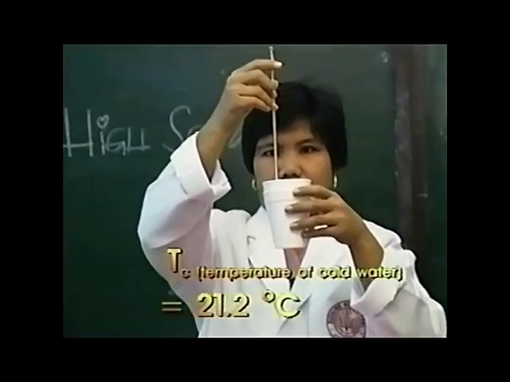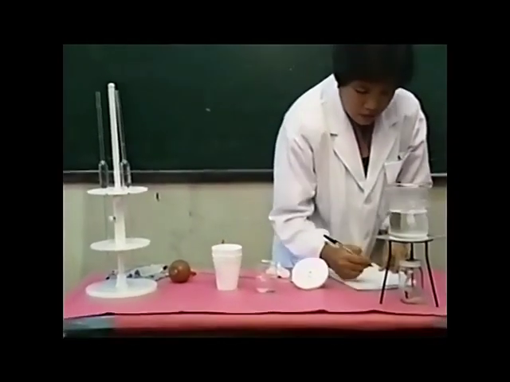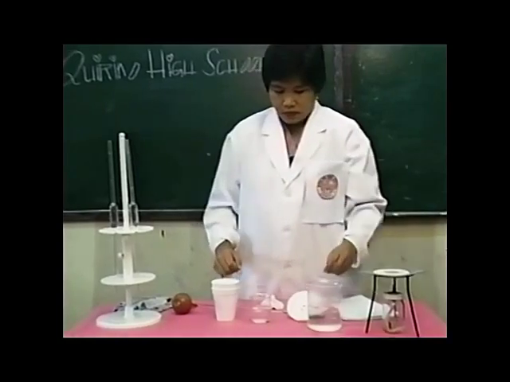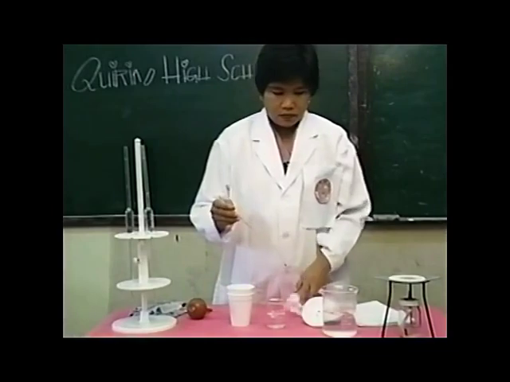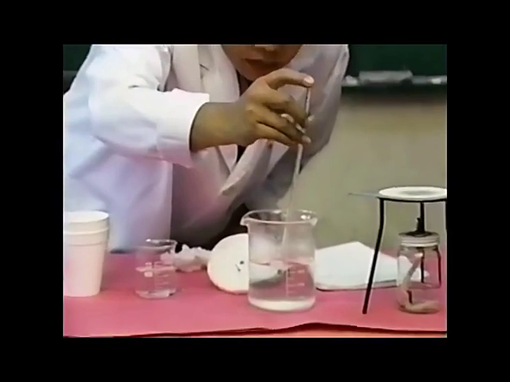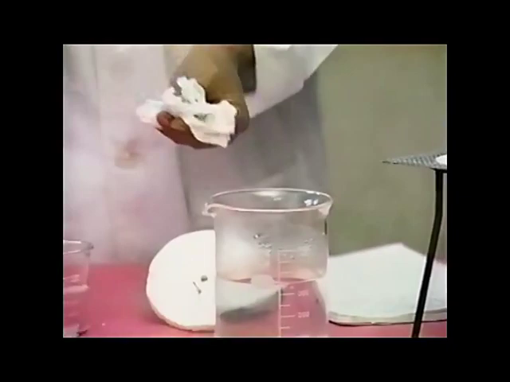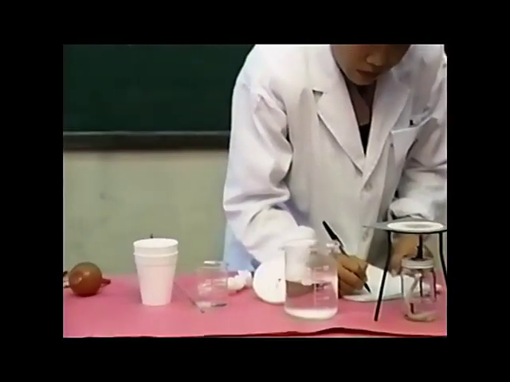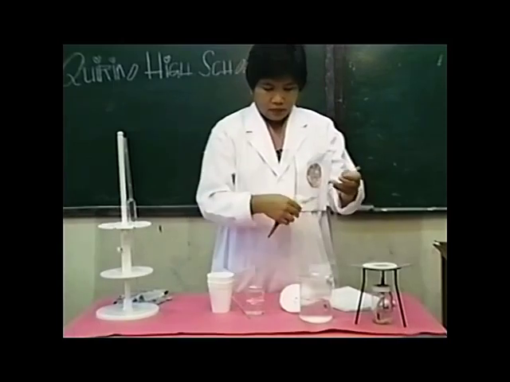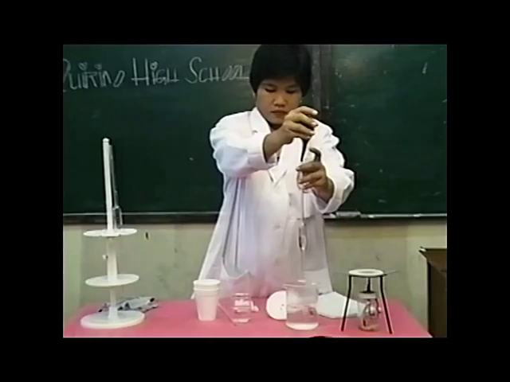Take the temperature of cold water. Read also the temperature of the hot water in the beaker. Measure exactly 25 milliliters of the hot water using a pipette.